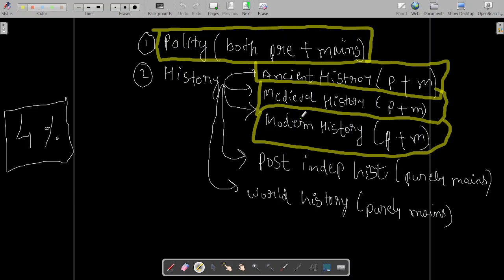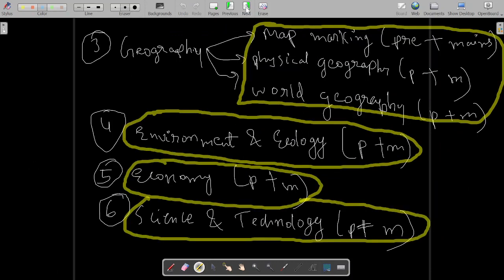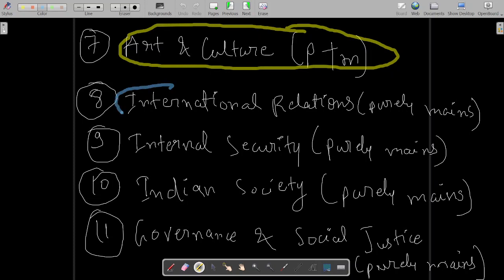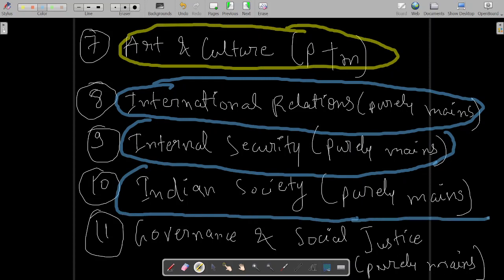Then post independence and world history are purely for mains, not required in prelims. Now let us mark the subjects which are purely in mains, where nothing is asked in PT. Post independence history is purely for mains. World history is purely for mains. Then all these are required for prelims. International relations is purely for mains. Internal security is purely for mains. Then you have Indian society, which is purely for mains.